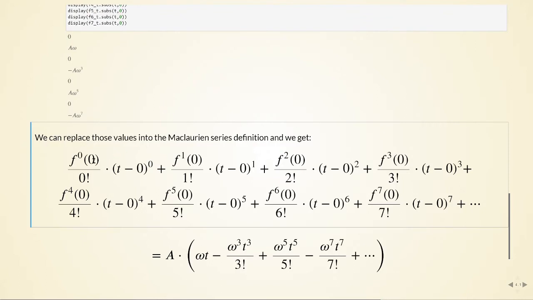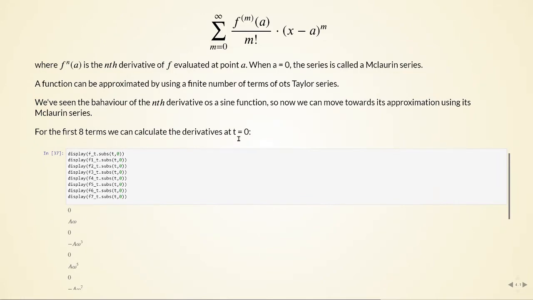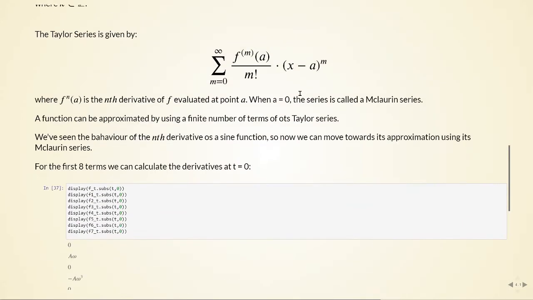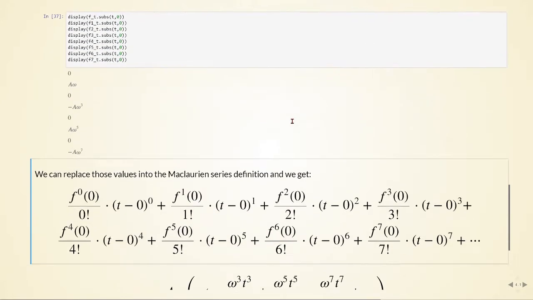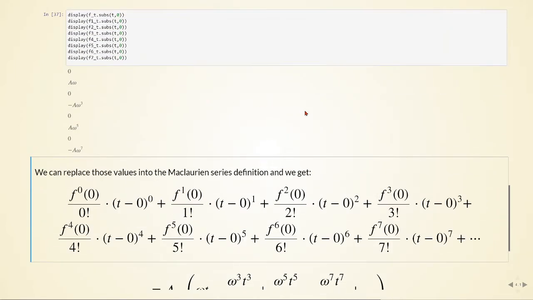So now for 0, this is equal to 0. But for 1, we have a omega t, so the first derivative is a omega. Then we have 1 factorial, then we have t to the power of 1. Now, the second derivative is 0.